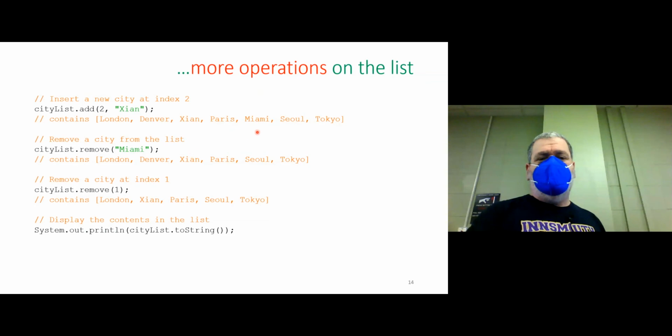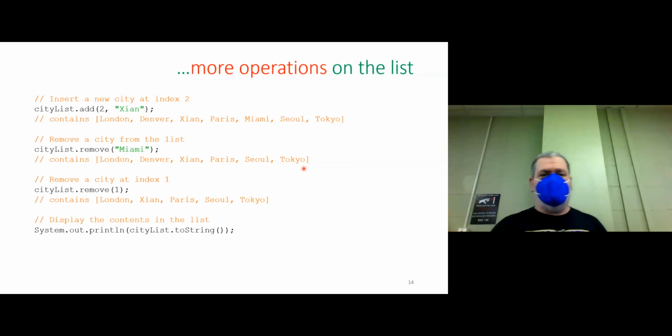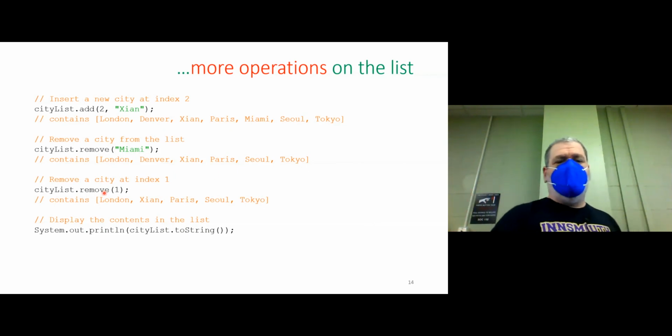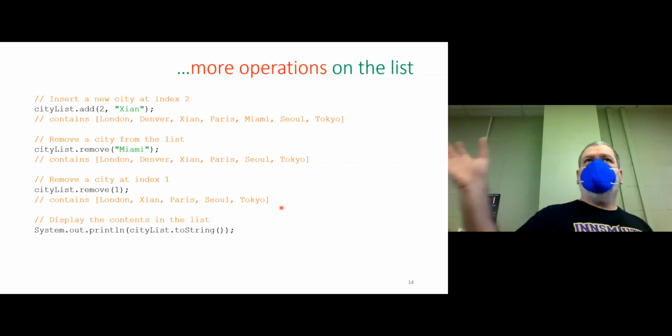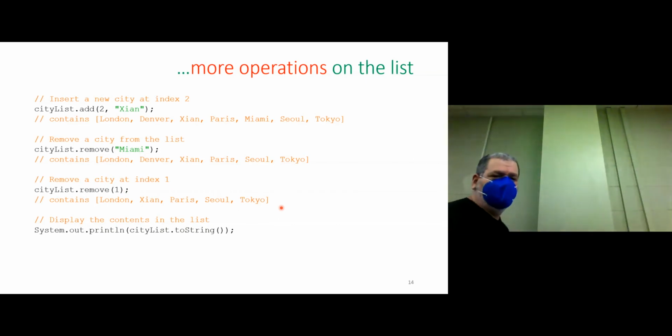Remove Miami, same thing. We remove Miami automatically. The items that were after it, there's not a blank in our array list. The hole has been filled by the item that was following. And we can remove by index, so 1 would be Denver. I remove index 1, this is the resulting list. Again, everything has been pushed to the left to fill up that blank that was in the middle of the list.